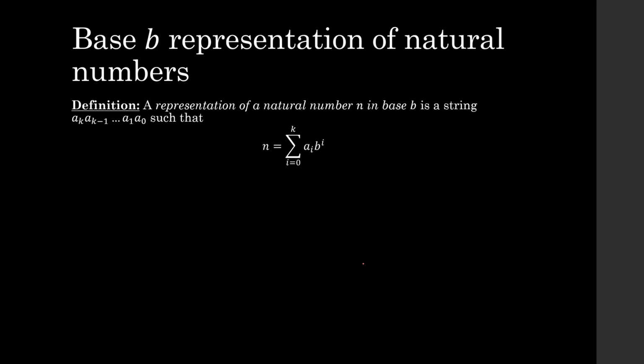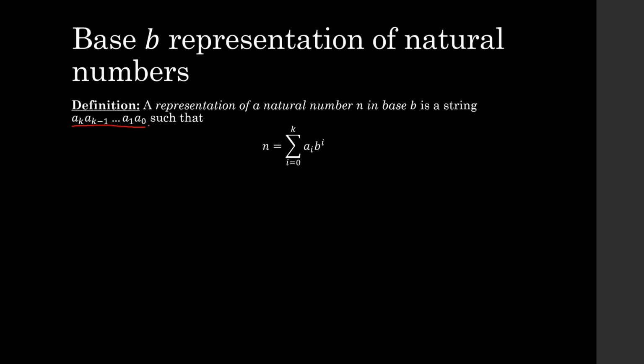So by definition, we say that a representation of a natural number n in base b is a string. So this here is not a product. Once again, we've seen strings. A string is just these numbers following each other. They don't multiply or add or anything. It's more like just a sequence of numbers. It's a string of a_k to a_(k-1) all the way to a_0, such that n equals the sum from i equals 0 to k of a_i times b to the i.